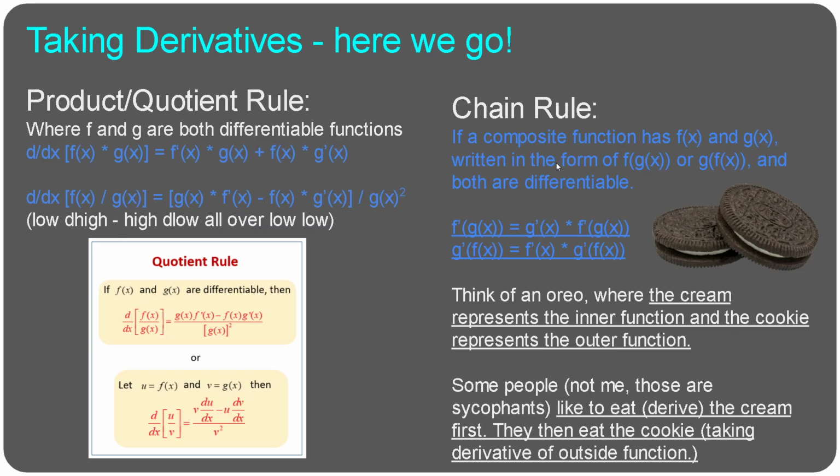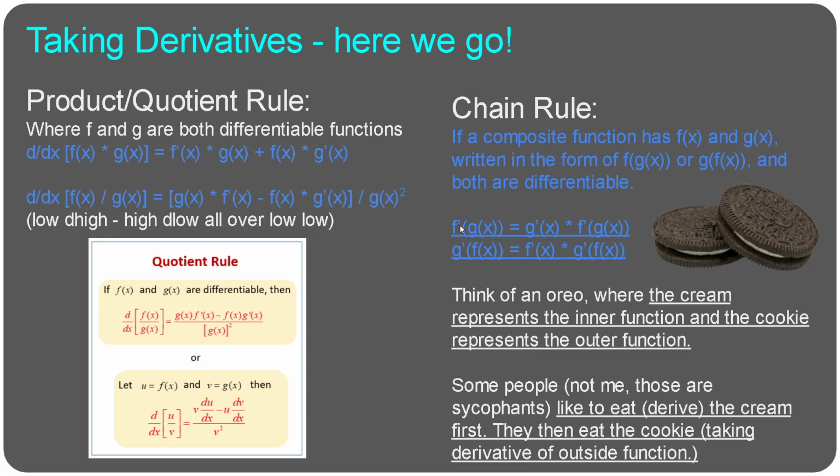The chain rule. So this is dealing with composite functions, so a function inside of a function. Think of sine of x squared, where x is to the power of 2. That's a composite function because there's two functions happening there. There's x squared, and then it's inside of sine of x. So a composite function has f of x and g of x. Both are differentiable, and it's written in the form f of g of x or g of f of x.